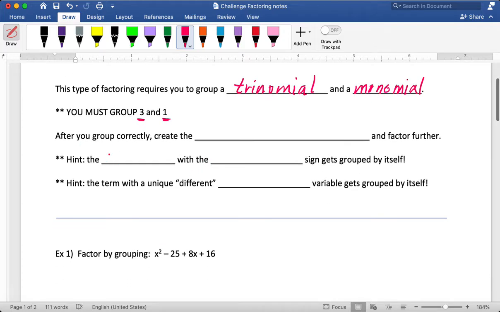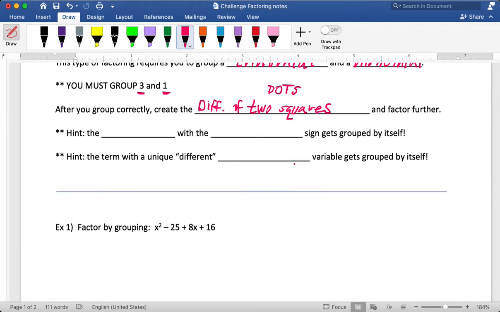After you group your polynomial of 4 or more terms correctly, you're going to create DOTS, or the difference of 2 squares, and then factor it further. So you're looking to force or to create DOTS. There are 2 different types of problems on here: factoring by grouping, and one that isn't grouping at all. There are 4 examples on this to help you do the worksheet.